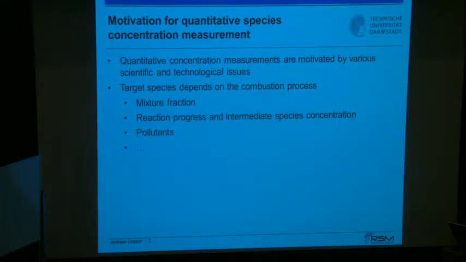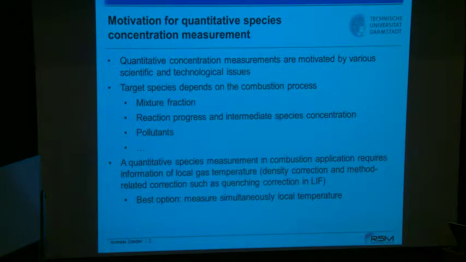Why is that important? Of course, if you want to study a combustion system, the scalar field, as we have seen, is very important. And the scalar field is not only temperature, but due to combustion, the concentration of species change. And that is something, of course, we are interested in to understand. Target species or parameters are, for example, mixture fraction, like in partially premixed or non-premixed flames. In premixed flames, it is the reaction progress that is of high interest. In both cases, non-premixed, partially premixed, or completely premixed, intermediate species are of interest, and of course, pollutants. And the list can be, of course, extended here.